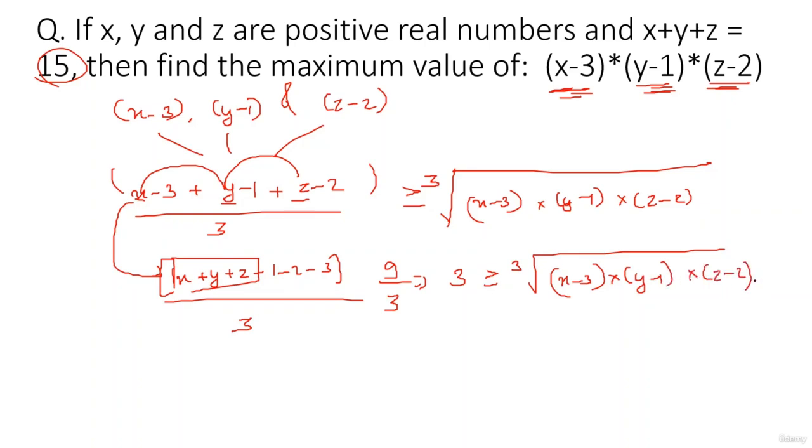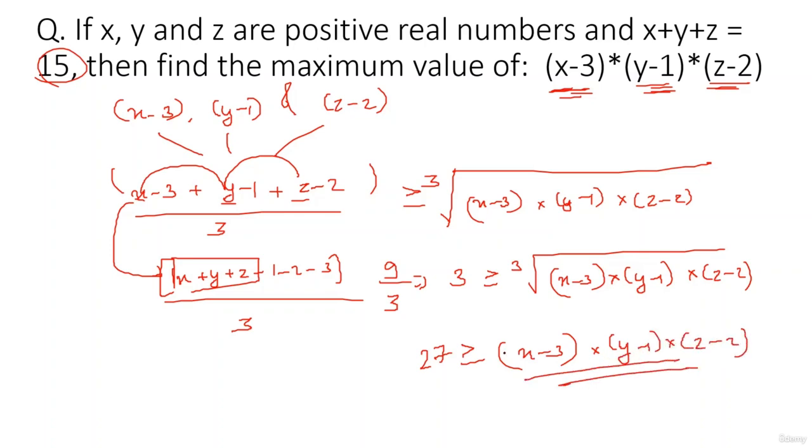When you cube both sides, you have your required answer. 3 cubed is 27, which is greater than or equal to x minus 3 into y minus 1 into z minus 2. This means the product is less than or equal to 27, meaning the maximum value is 27.